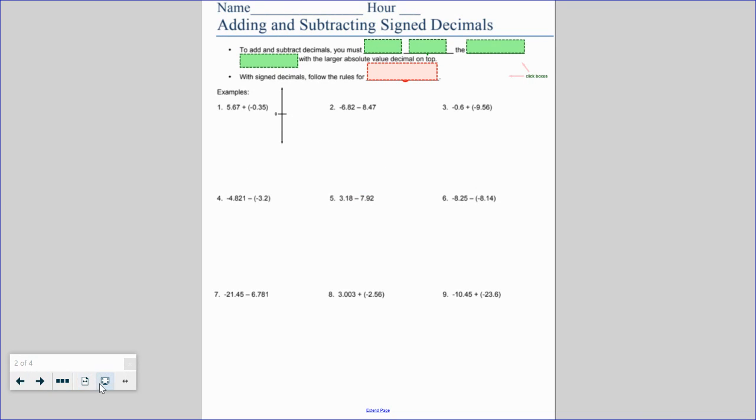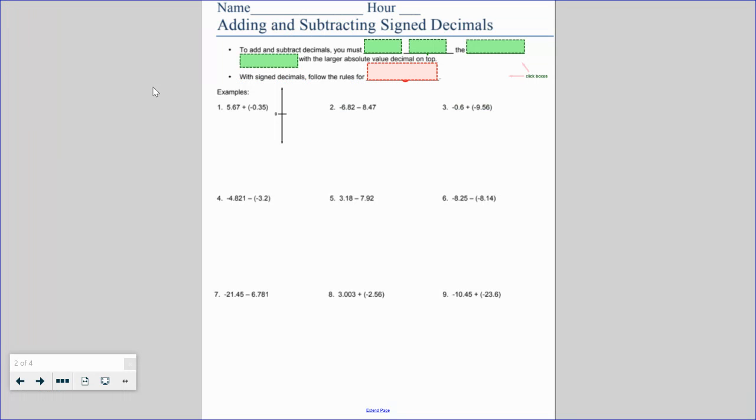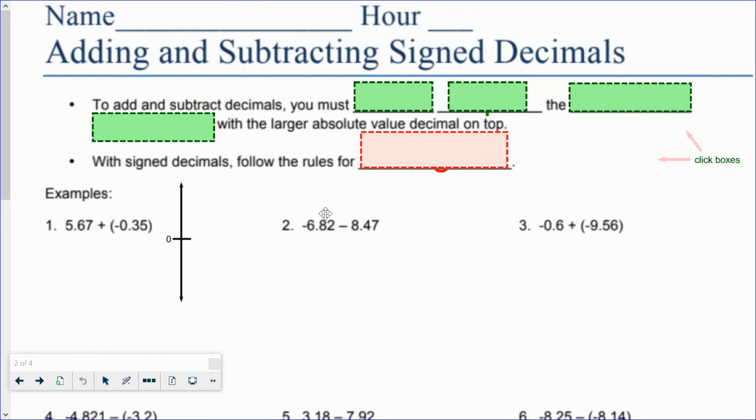Okay? Nope, that was not screen. See, page width. There we go.